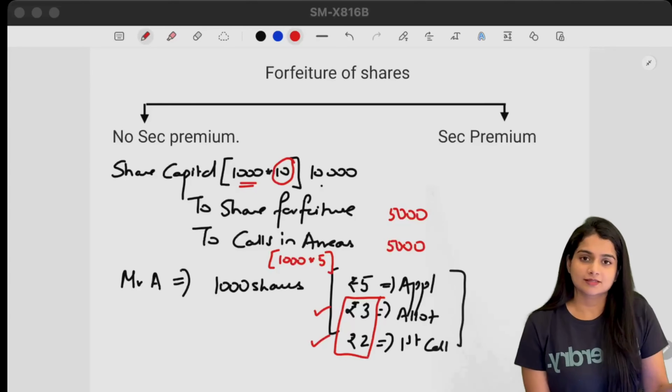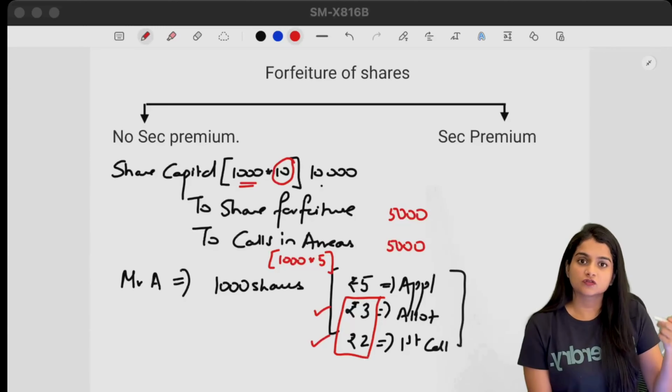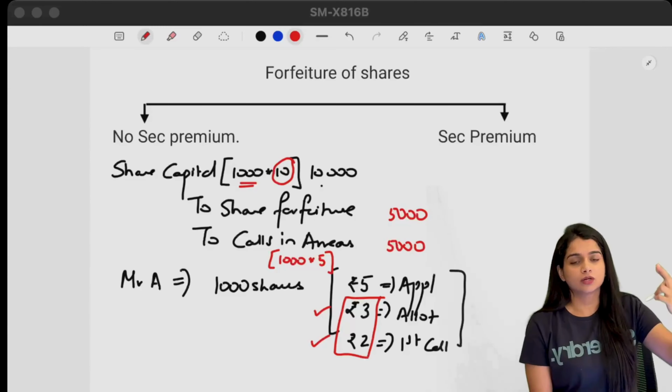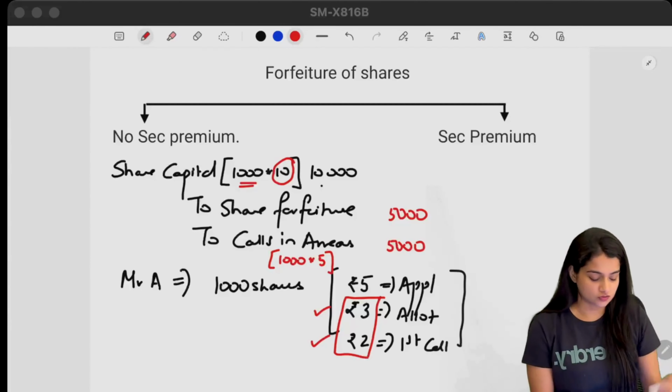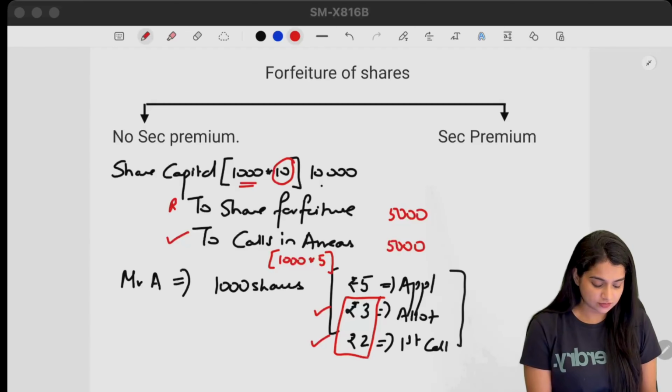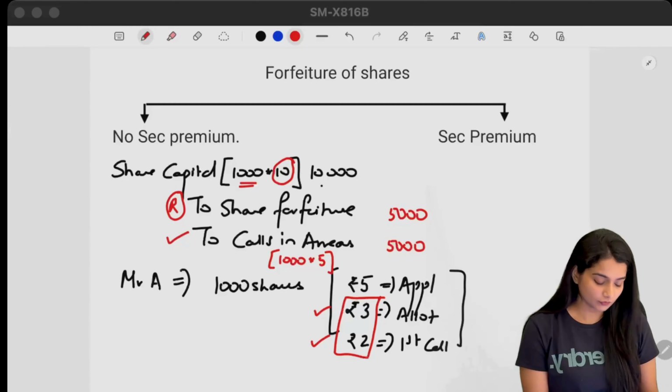Now, in the exam, to save time, always just find out one amount and make the second one the balancing figure, because we really don't have time to calculate both amounts. So either find this and make this the balancing figure, or do this and make this the balancing figure.